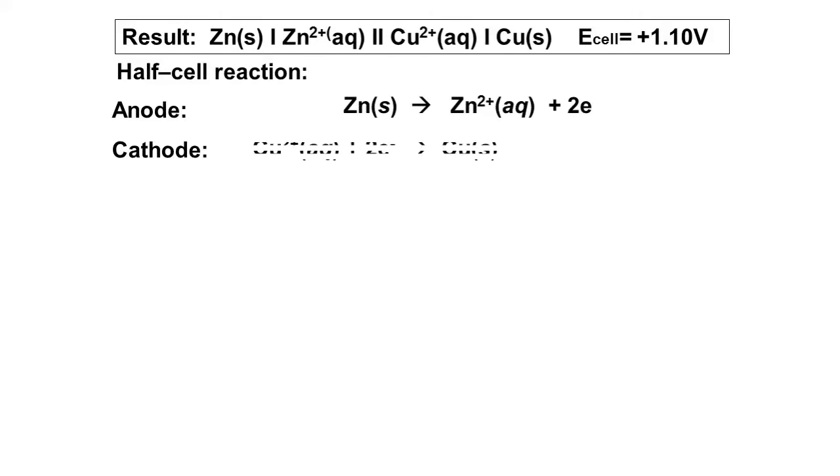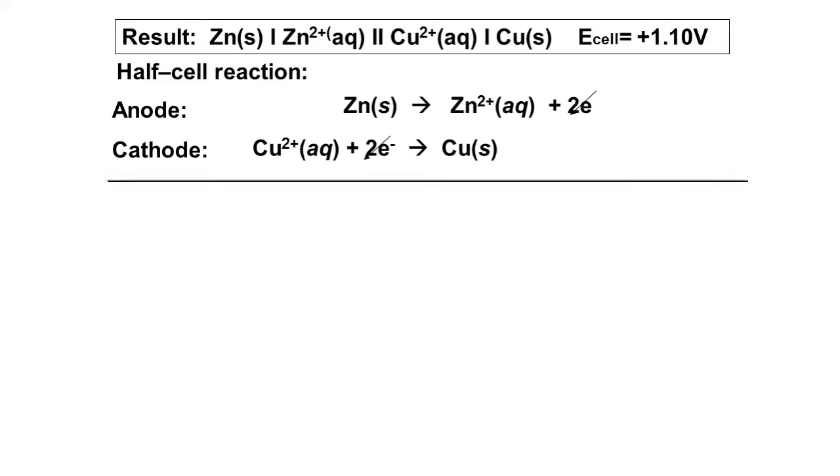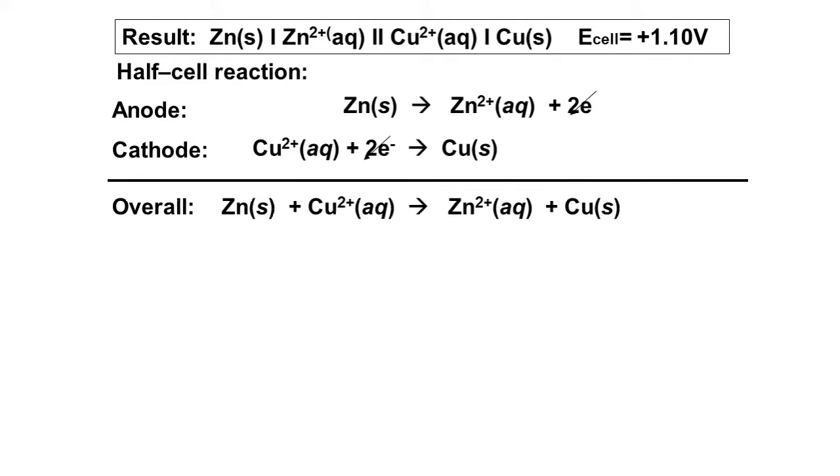So how do we determine the half cell potential of zinc 2 plus zinc? We start the calculation by writing the half cell reactions for the anode, cathode, and overall. We will calculate the value of the zinc 2 plus zinc potential by using the Nernst equation.